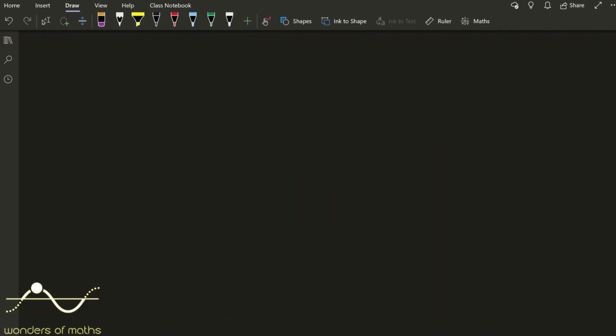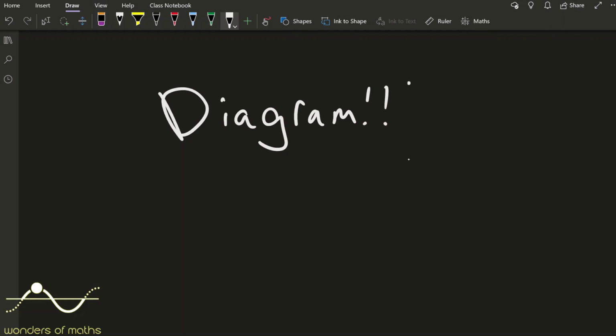Another good tip is to always draw out a diagram if they haven't given you one, because it will help you visualize the question really well.